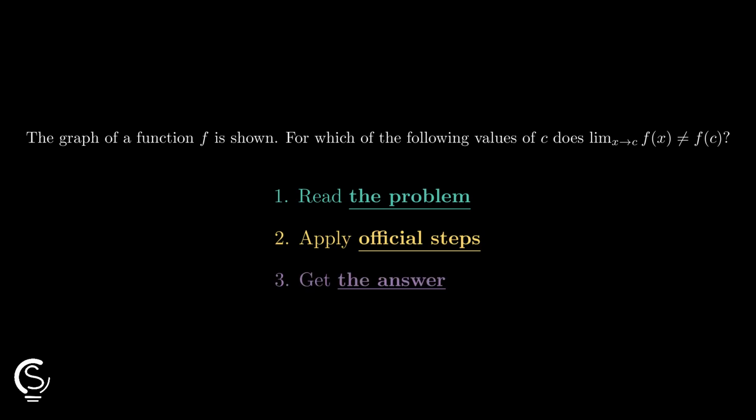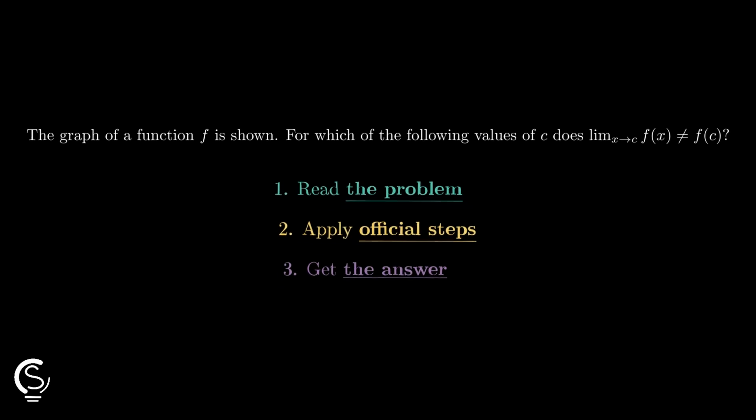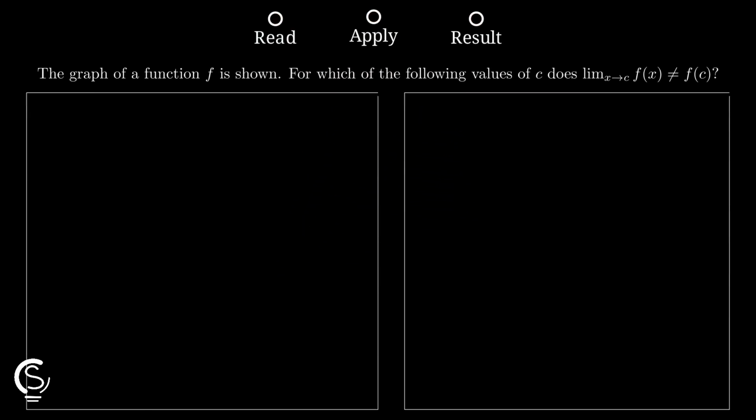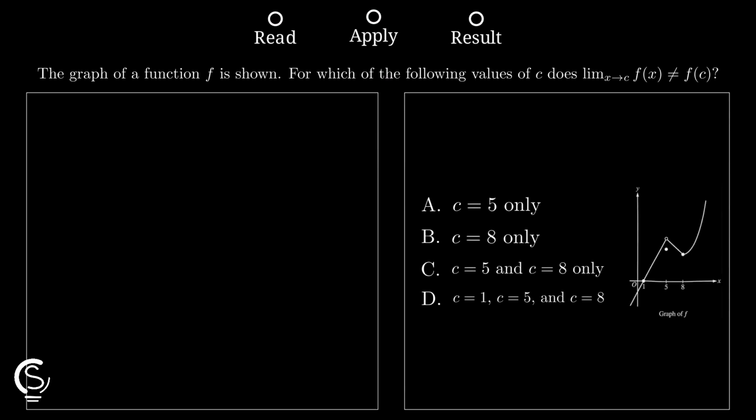Finding where a limit exists but differs from the function value is easy if you look for the open hole on this graph. First, we need to identify points where the limit exists. This means the graph must approach the same height from both the left and the right sides of the specific point.